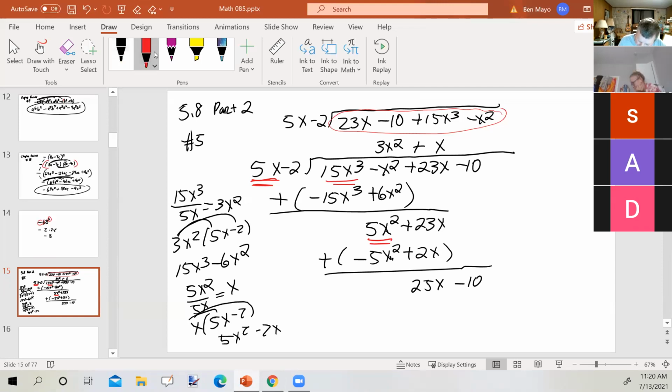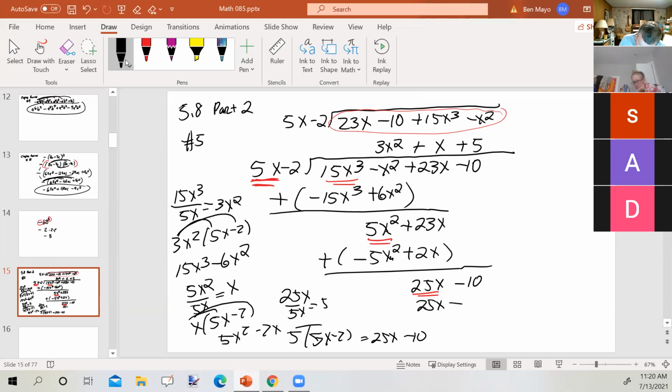Start all over. Leading term inside divided by leading term outside. 25x divided by 5x is 5. So we'll write plus 5. Then we'll take the 5 times the 5x minus 2, which gives us 25x minus 10, which we'll write there. Subtract that from what's up above, change it to addition of the opposite, and we get 0 remainder. So our final answer should be 3x squared plus x plus 5.